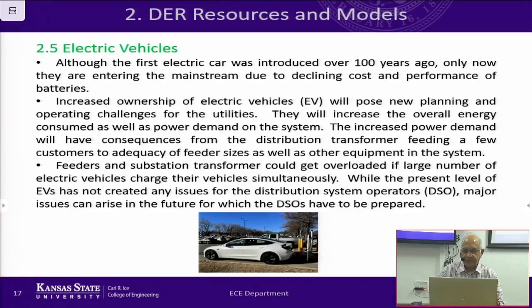And then, of course, electric vehicles are becoming more and more common. In a sense, you can call them a distributed resource, but it depends on which way you use it. If you want to put power into the grid from the vehicle, then it's a resource. If you want to use power from the grid to charge your vehicle, then it's a load. So it can be either way.